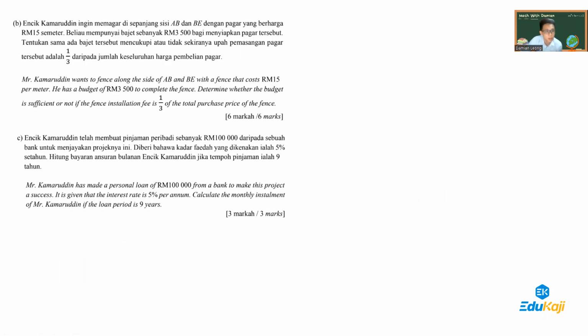Part B. So here, we're going to see if Mr. Kamarudin wants to fence along the side of AB and BE with fence that costs 15 ringgit per meter. His budget is 3,500 to complete the fence. Determine whether the budget is sufficient or not, if the fence installation fee is 1/3 of the total purchase price of the fence.